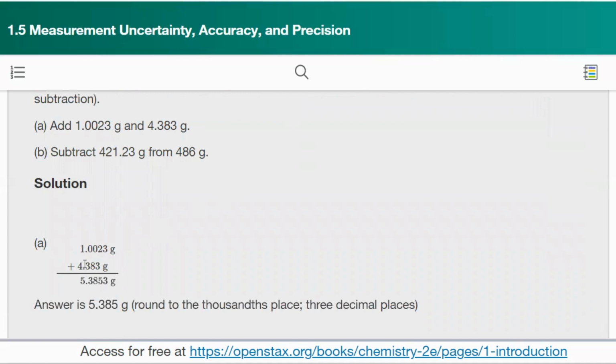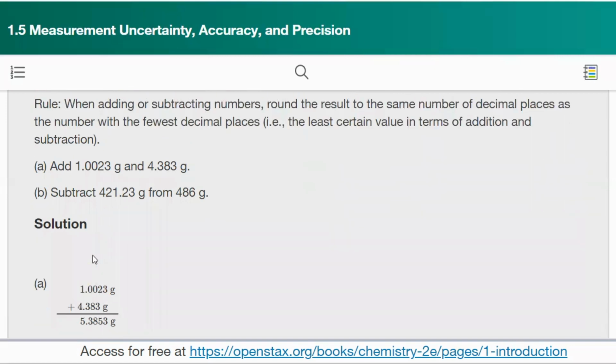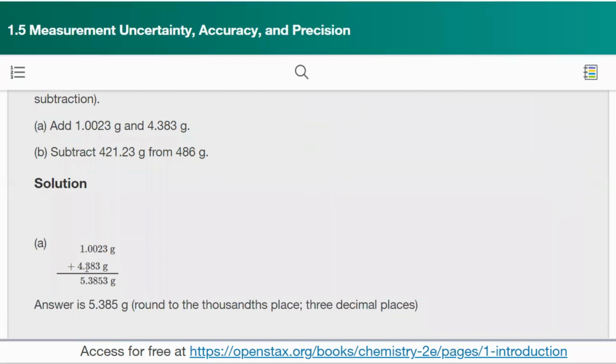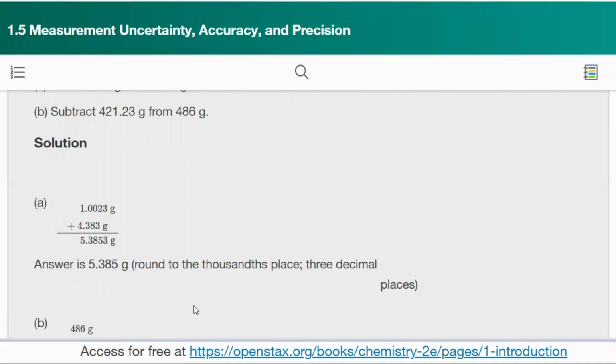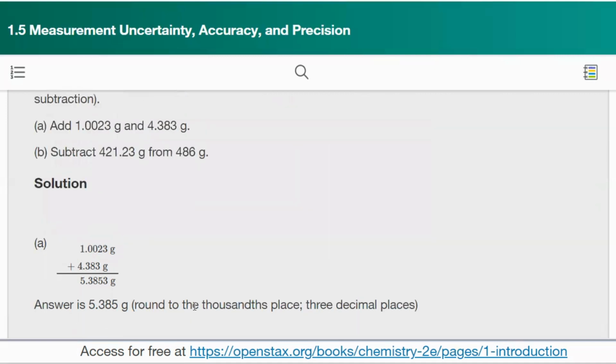And so the number with the least number of decimal places is this number, 4.383. So we're just going to round to 3 decimal places. And so the result is 5.385 because we're just going to drop the 3 as part of our rounding procedure.